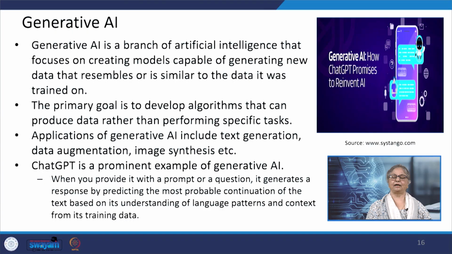Generative AI is a branch of AI that focuses on creating models capable of generating new data that resembles or is similar to the data it was trained on. The primary goal is to develop algorithms that can produce data rather than performing only specific tasks. The applications of generative AI include text generation, data augmentation, image synthesis, etc. And a prominent example of generative AI is ChatGPT.